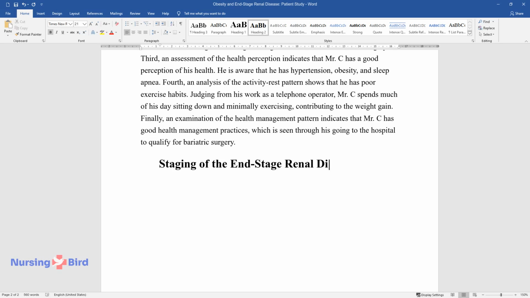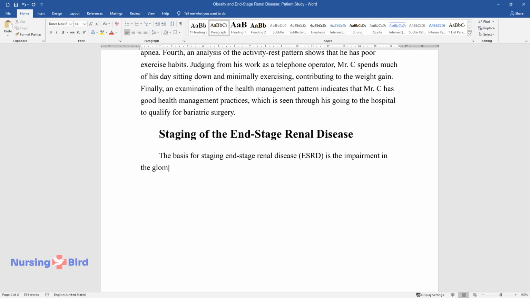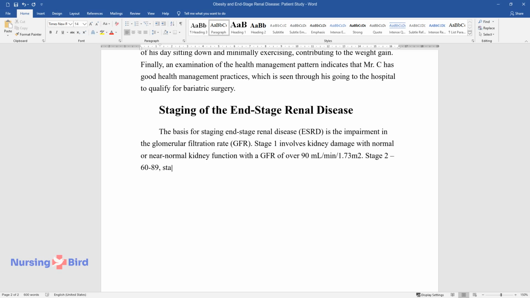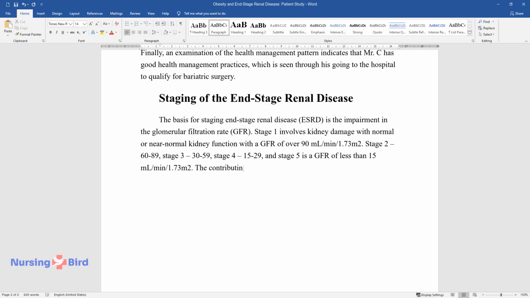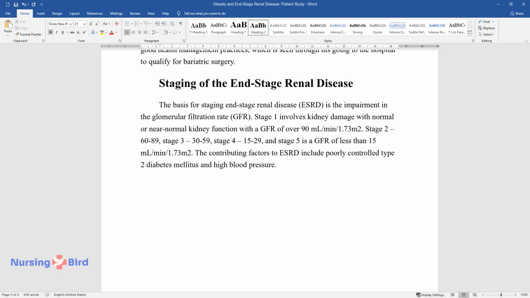Staging of the end-stage renal disease. The basis for staging end-stage renal disease, ESRD, is the impairment in the glomerular filtration rate, GFR. Stage 1 involves kidney damage with normal or near-normal kidney function with a GFR of over 90 milliliters of cleansed blood per minute per body surface area. Stage 2, 60 to 89, Stage 3, 30 to 59, Stage 4, 15 to 29, and Stage 5 is a GFR of less than 15 milliliters per minute per body surface area. The contributing factors to ESRD include poorly controlled type 2 diabetes mellitus and high blood pressure.